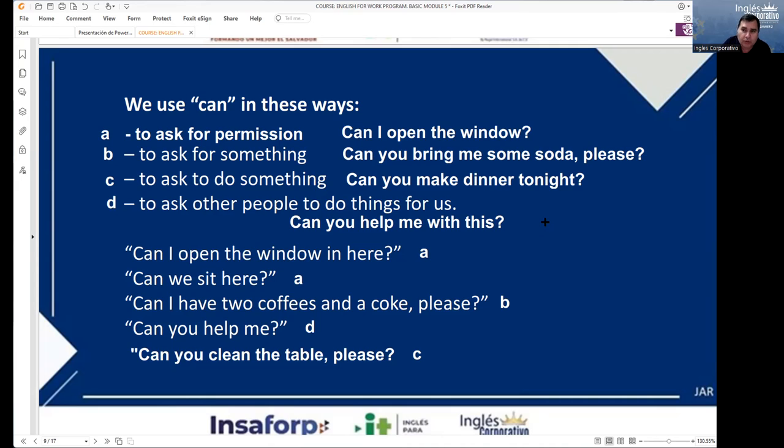Or you can ask people to do things. Like you say, can you clean up the table? Can you finish the report? Can you take this to that office? Can you pick up the packages in the post office? And you can ask something for yourself too, like a favor. Can you do me a favor? Can you get me some water? Can you make me some coffee? Can you explain this to me? Can you lend me $10?